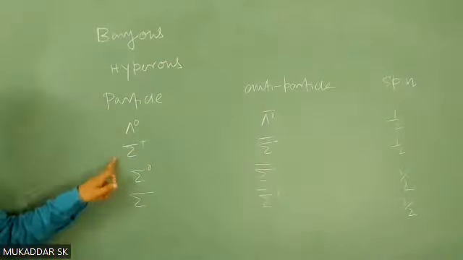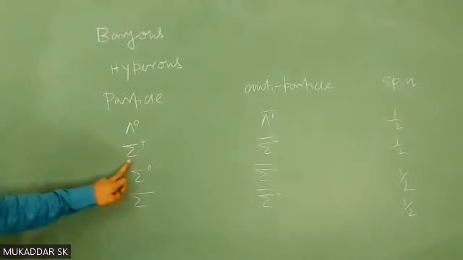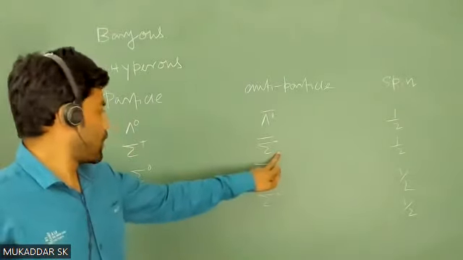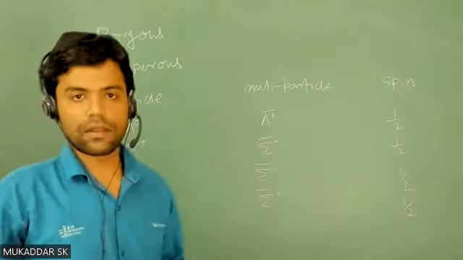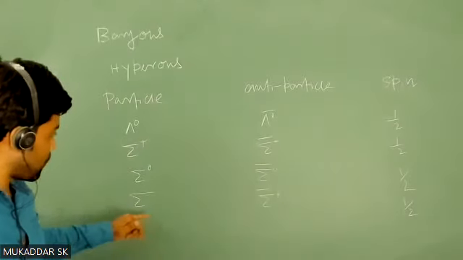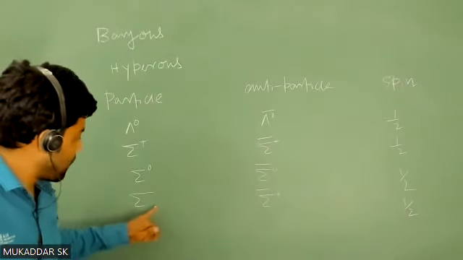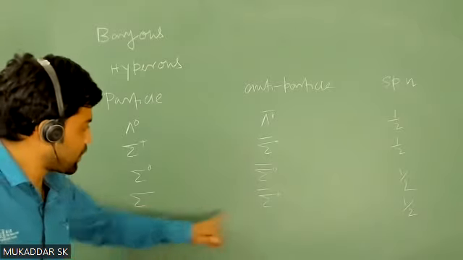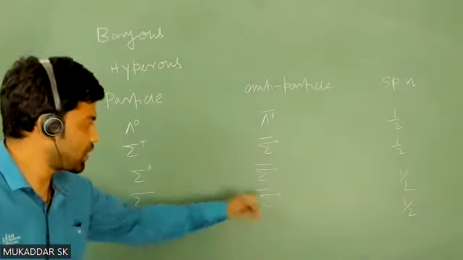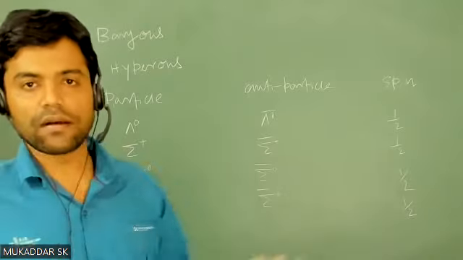Now tell me why the antiparticle of sigma plus is not sigma minus. Why is it not sigma minus? And same is true here also. The antiparticle of sigma minus is not exactly sigma plus, rather it is sigma plus bar. There is some other particle.